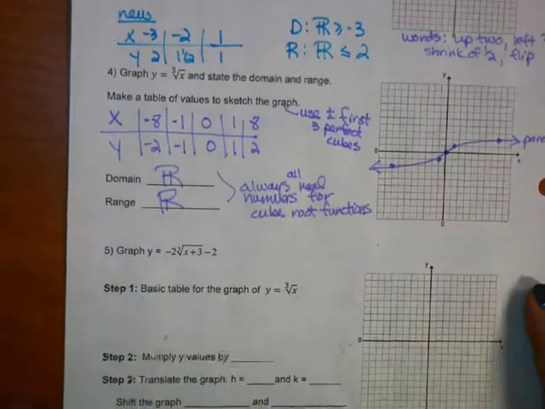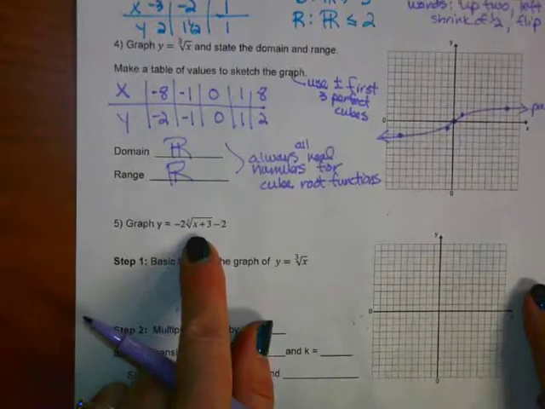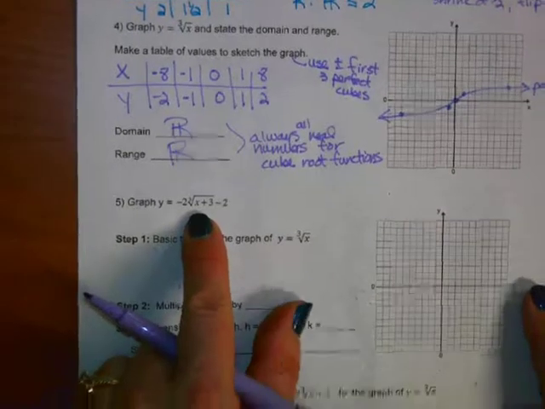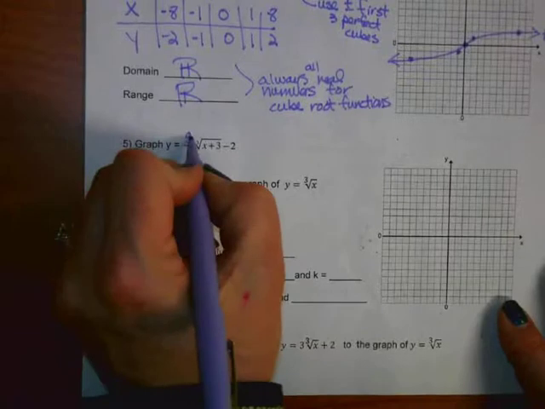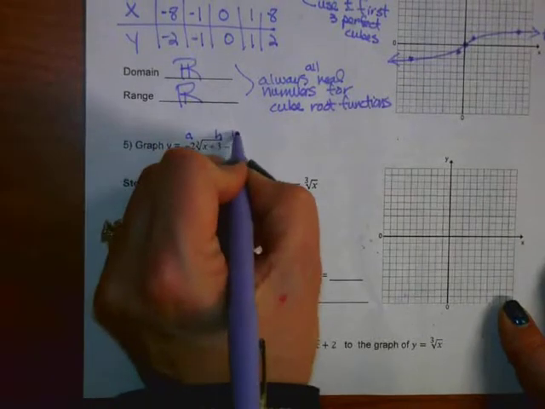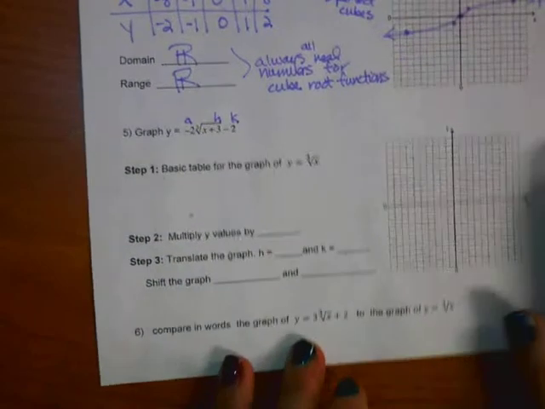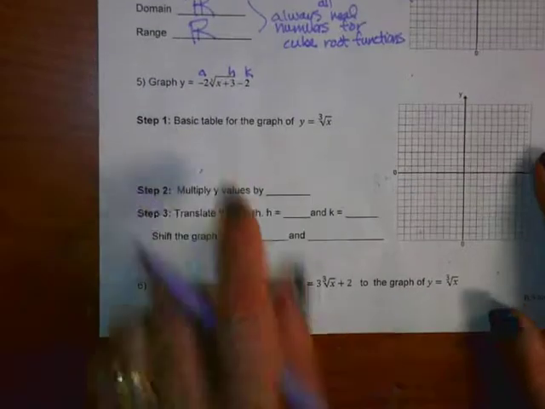All right? All right, now let's take it a little further. We're going to do some things to that cube root of x. So, remember this is your A, your H is here, it's the opposite, and that's your K. So the first thing I want to do is have you make a basic table.